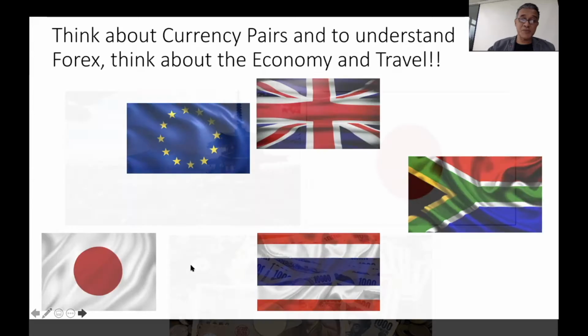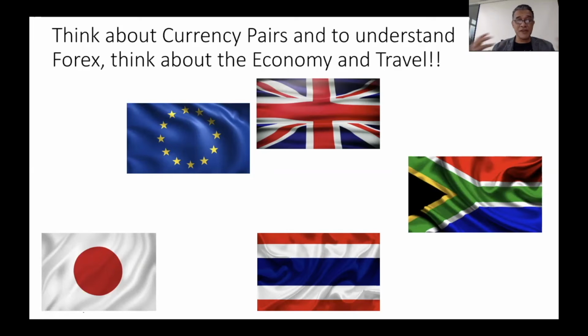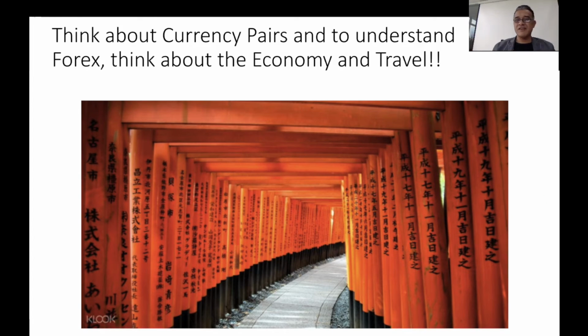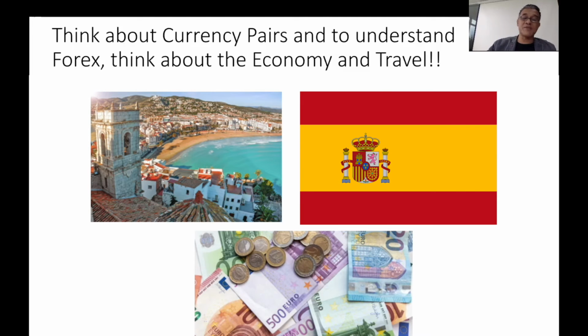When you're going there, that's about tourism. Similarly, when you want to go to Japan, Japan has a lot of great locations like Tokyo, Mount Fuji, or even my favorite location in Kyoto. You have the Inari Shrine, okay? Inari Shrine that's in Kyoto there. And if you want to go there, you have to convert your currency into the Japanese currency, which is the Japanese yen.